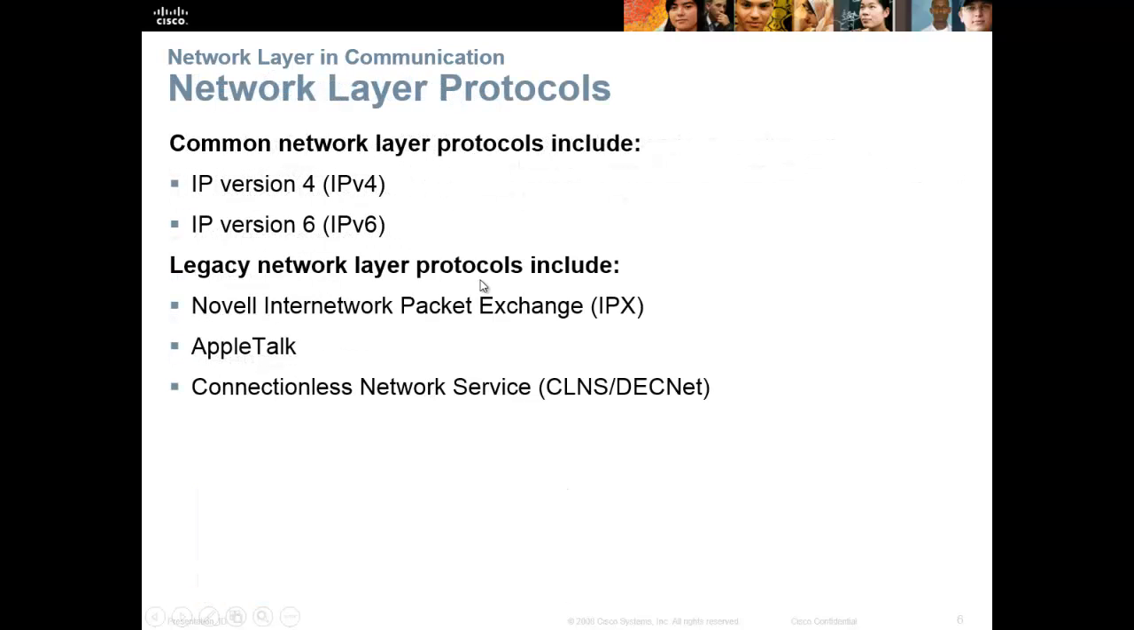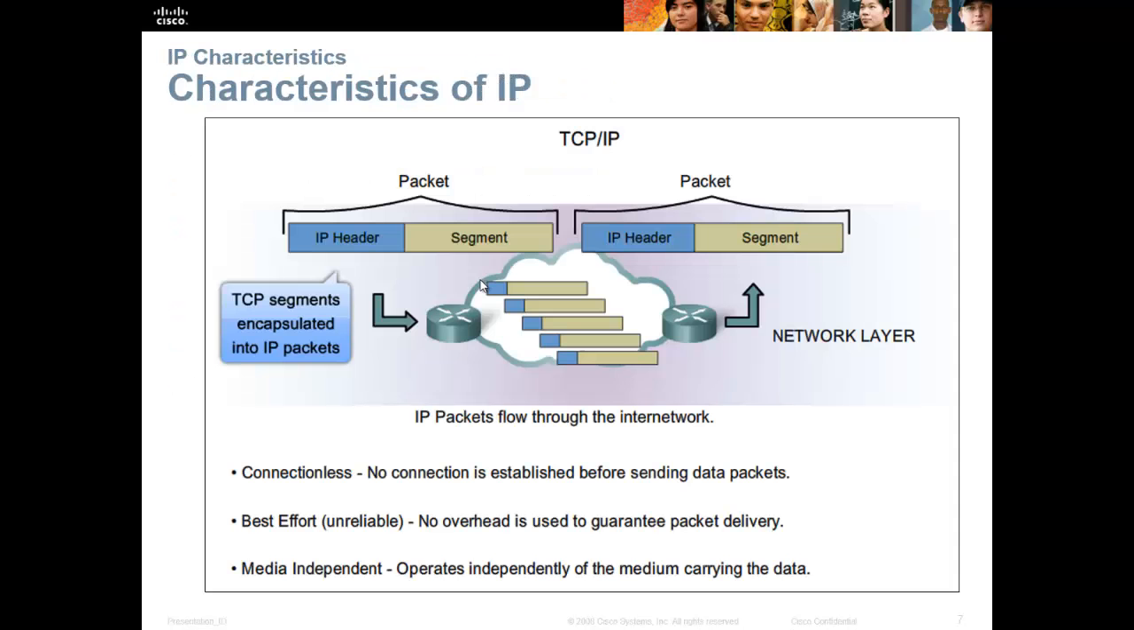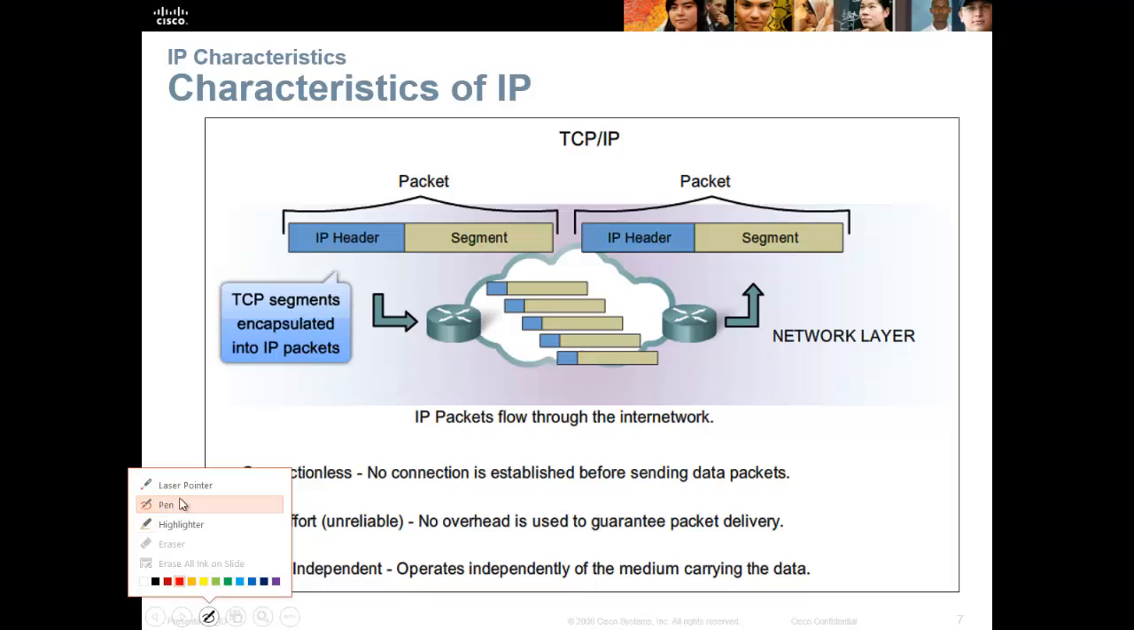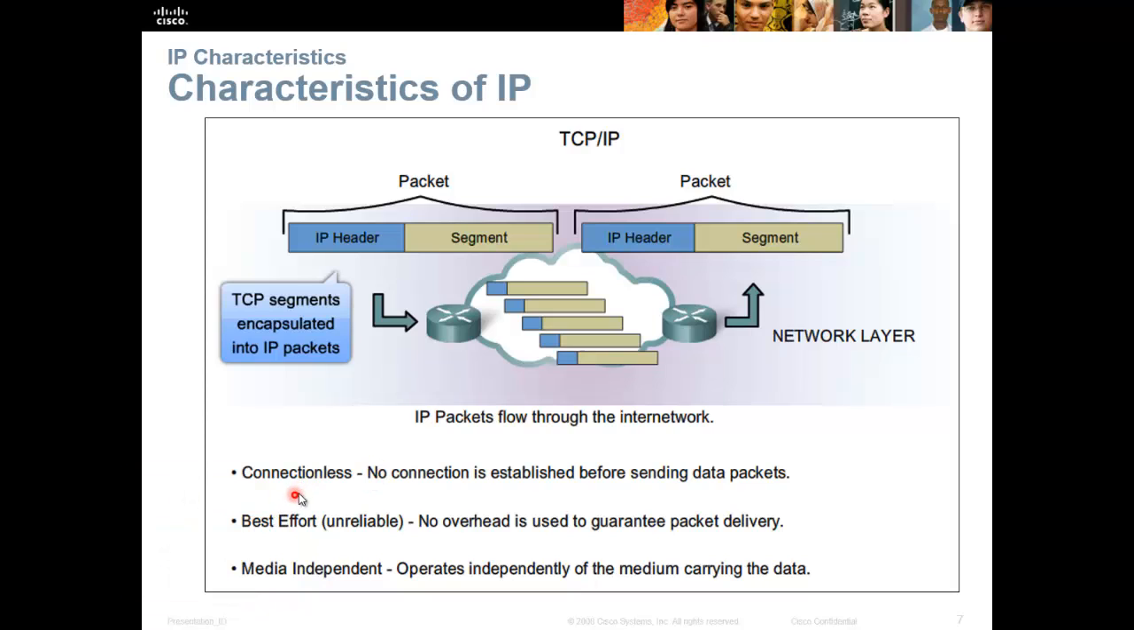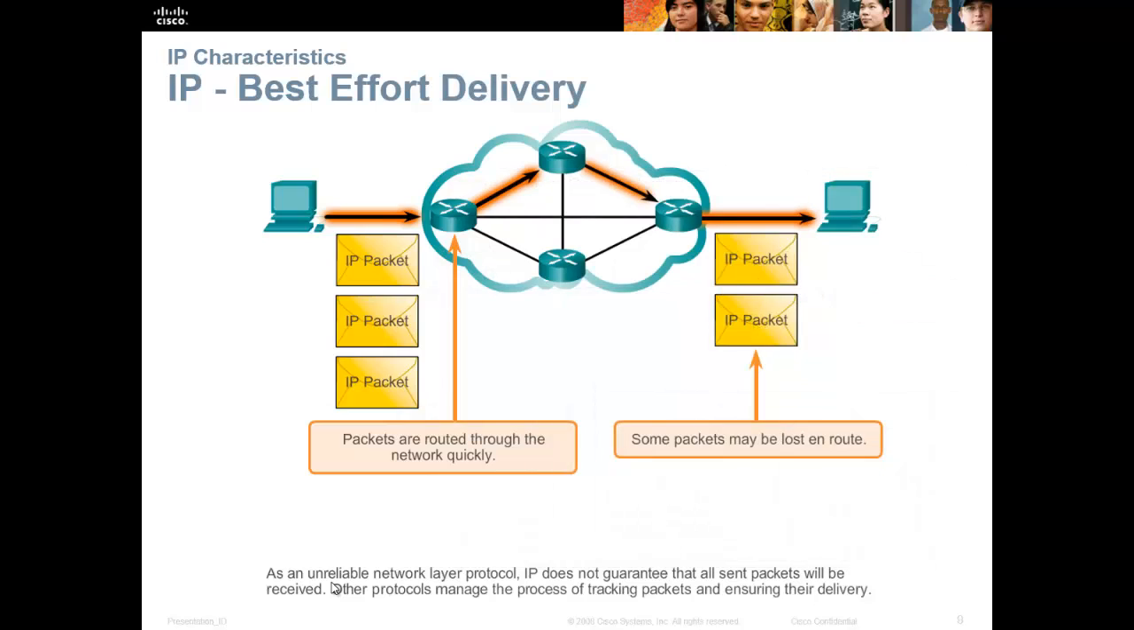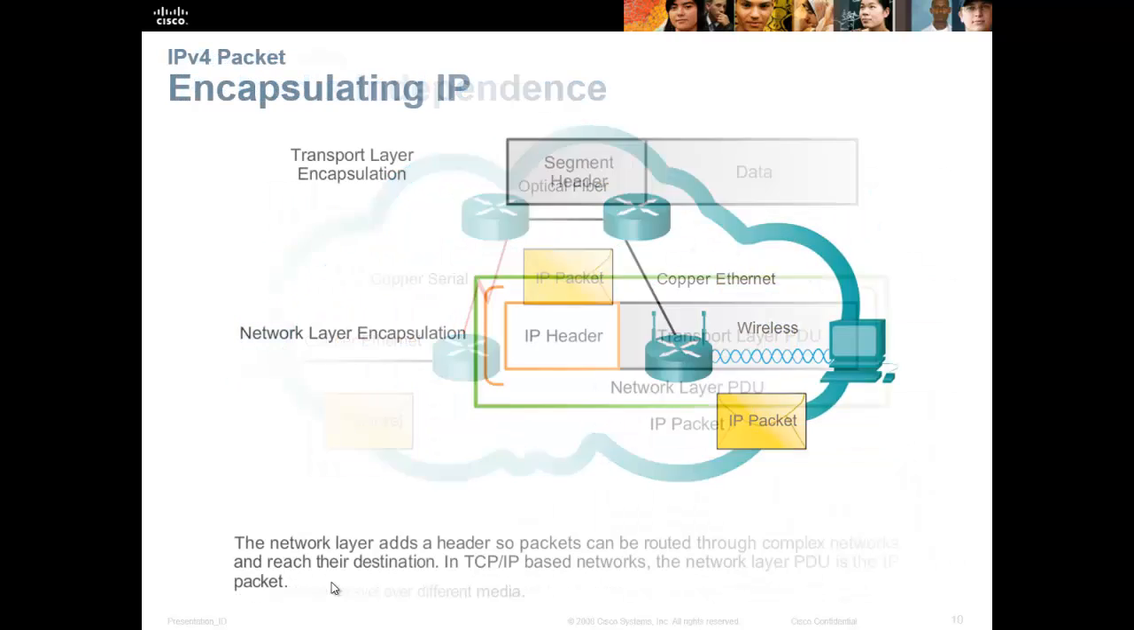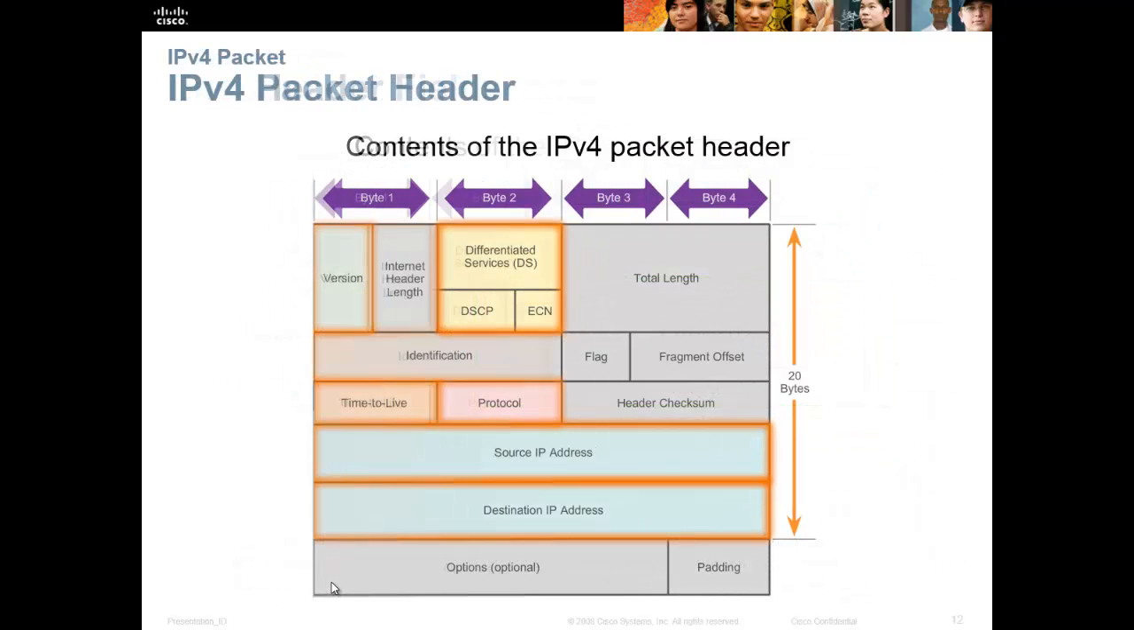Okay, I'm going to skip the first part of this chapter, because we already discussed it. But one of the important things in this chapter is, let me just select the laser pointer. Okay, the IP protocol is connectionless and it is unreliable. It means there is no guaranteed delivery or acknowledgement, and it is media independent. I'm going to skip this part because we already talked about it.